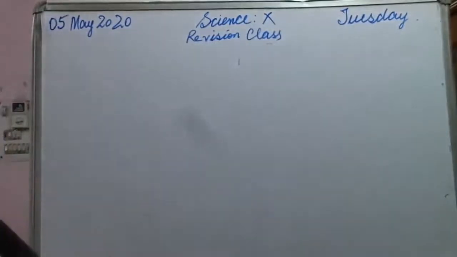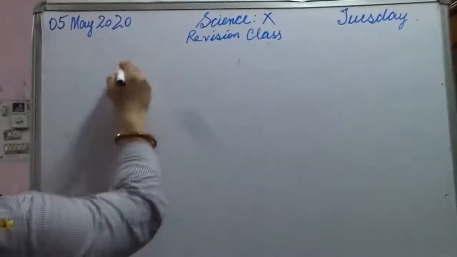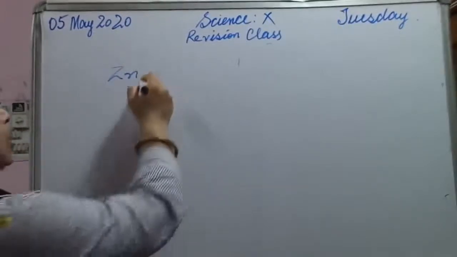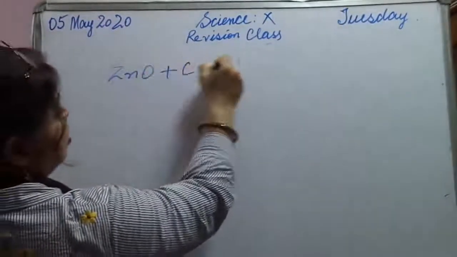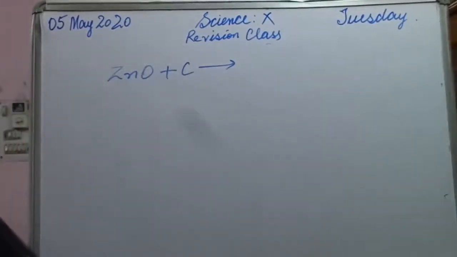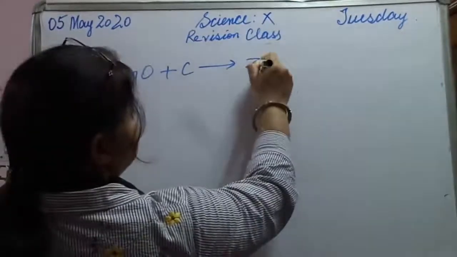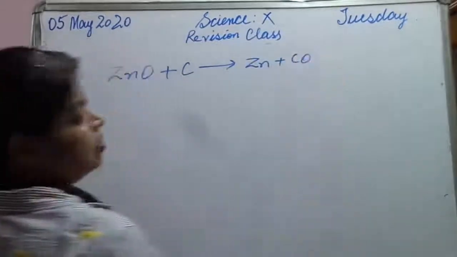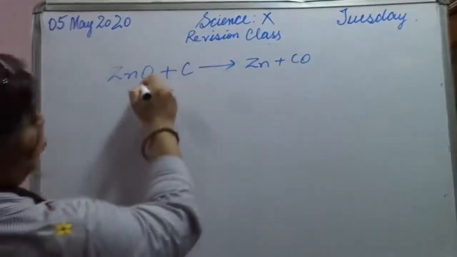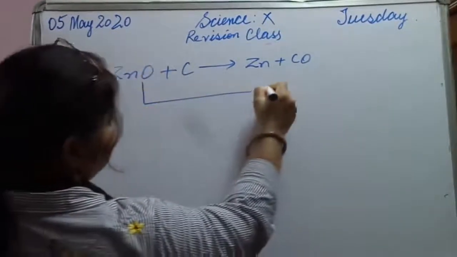Okay, first of all, the first one is Zn, zinc. When zinc oxide is treated in the presence of carbon, what do we get? We get Zn plus CO, carbon monoxide. Now, from where is the oxygen being removed? Oxygen is removed from here to form zinc.